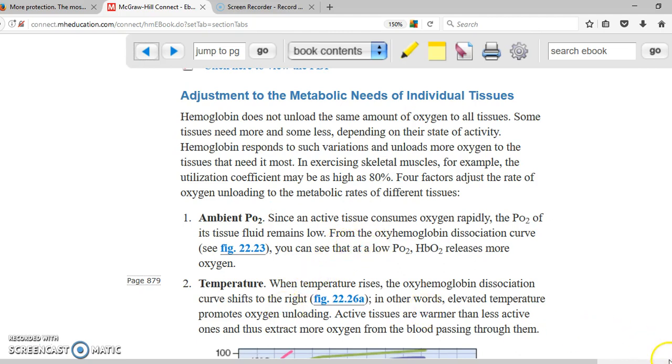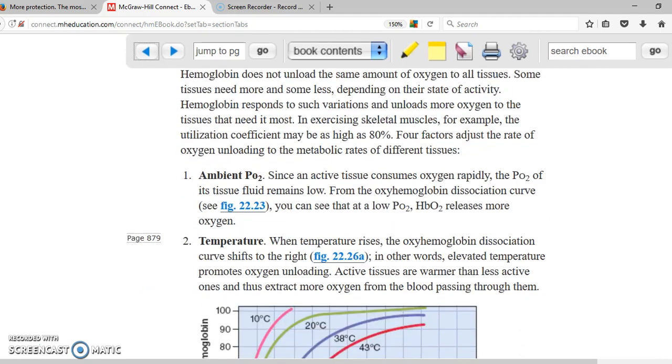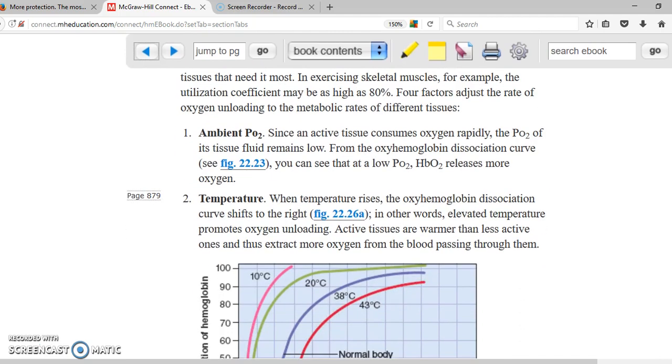Temperature. If we are, let's say, exercising, the temperature increases. So if you are exercising, you are getting hot, therefore the temperature increases, and your body needs more oxygen because you're exercising. So then temperature is going to be a factor that is going to make the hemoglobin release oxygen, because your tissues are going to need more oxygen. Again, if you think about exercising, that's one of the things. It's not necessarily accurate, but you can use it as a reference if you want to remember this.